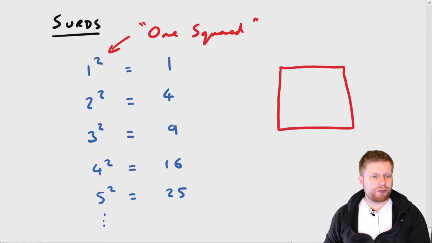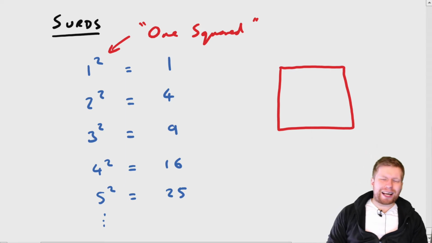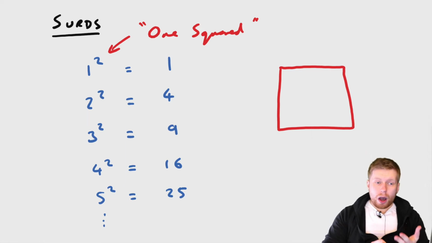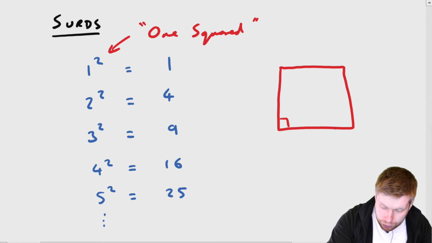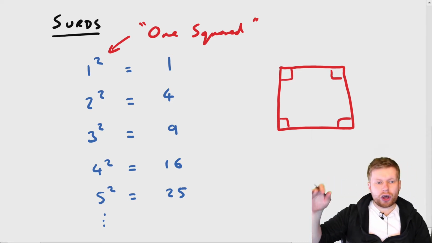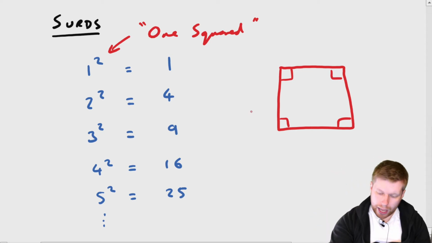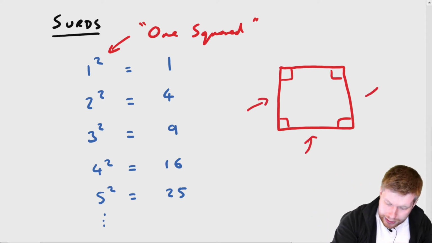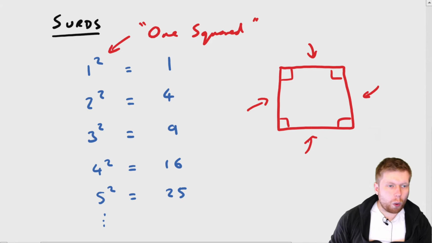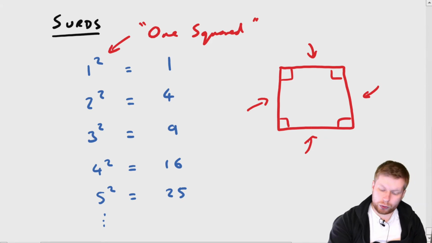I mean it's not great, but it's fine. Just remember that a square, by definition, is a quadrilateral. All of the angles are right angles to each other. But crucially, all of the sides are the same length. So this side, this side, this side, and this side, they are all the same length. They are all equal to each other.